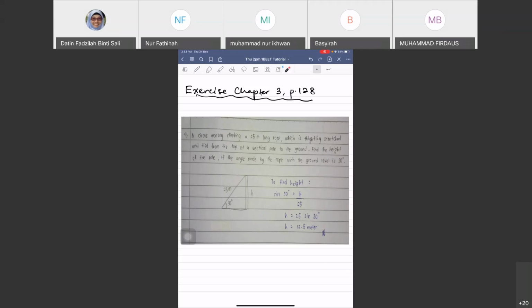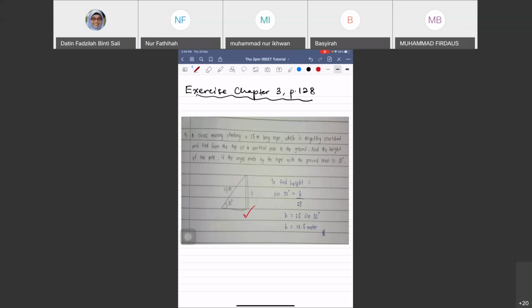All right. Okay. Back to this question 9. So look at the diagram. So that 30 degrees is here. Angle made by the rope with the ground level. This is the rope and this is the ground level. So this is 30 degrees. So the diagram is correct.